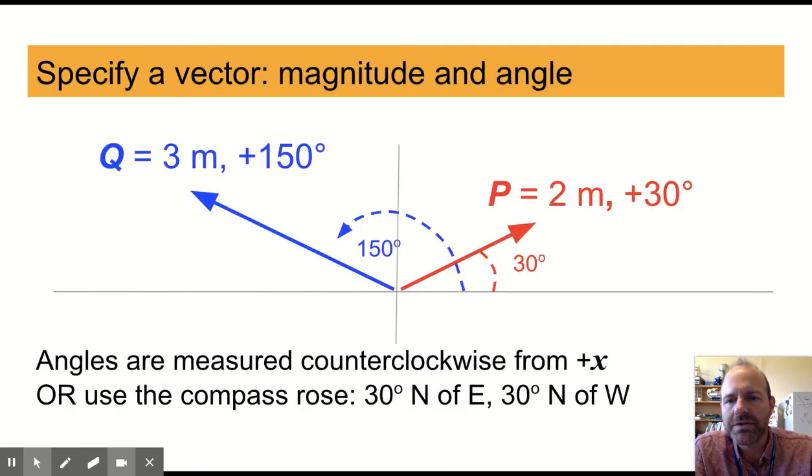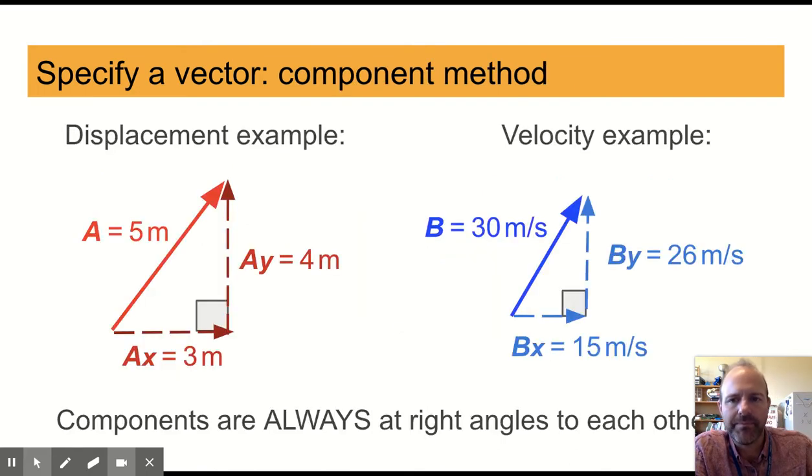It can be more helpful sometimes to use a magnitude and an angle. Vector Q here is 3 meters long, and it is at an angle of 150 degrees measured from the positive x, the way we deal with circles and angles. P is 2 meters long, positive 30 degrees. You can also use north of east, north of west, compass directions as you like.